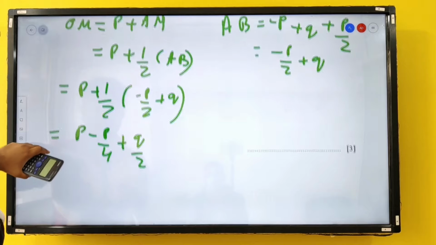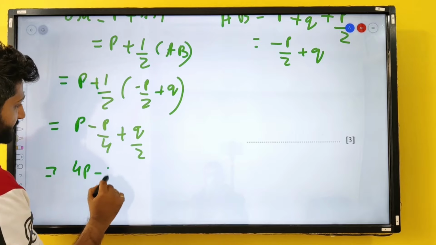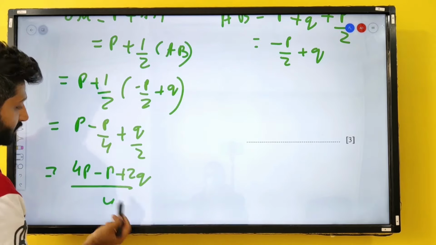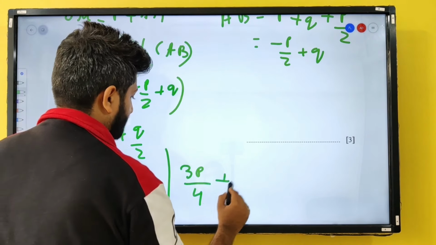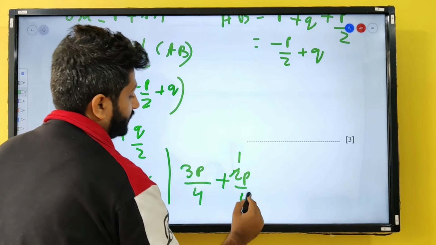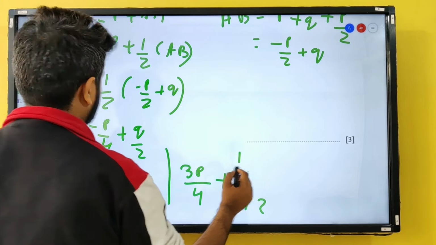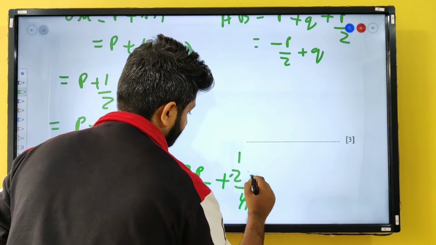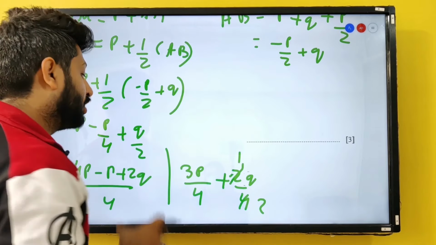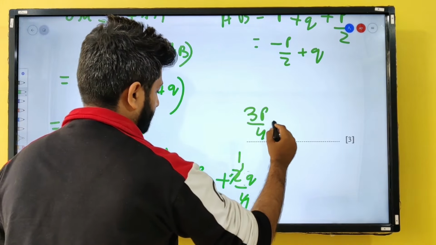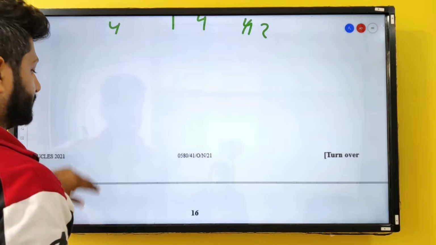Let me take LCM, which is 1 by 4. So 4P minus P plus 2Q upon 4. So I can write my answer as 3P upon 4 plus 2Q upon 4, or sorry, this is my Q. I can write 3P by 4 plus 2Q by 4, or 3P by 4 plus Q by 2. Let's move to the next question.